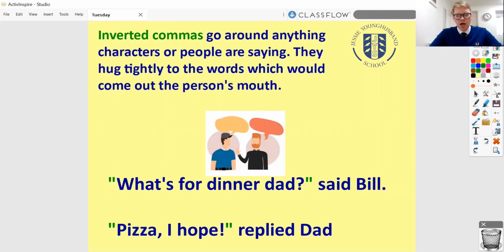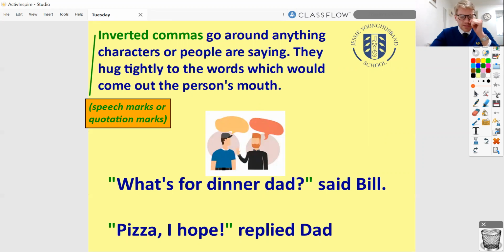So inverted commas go around anything that the characters or people that we're writing about are saying. So it's to do with speech. Anything that would come out of someone's mouth, that's what they're saying, and so it needs inverted commas around it. And those inverted commas, which look like this, they hug really tightly around that thing that the person is actually saying.